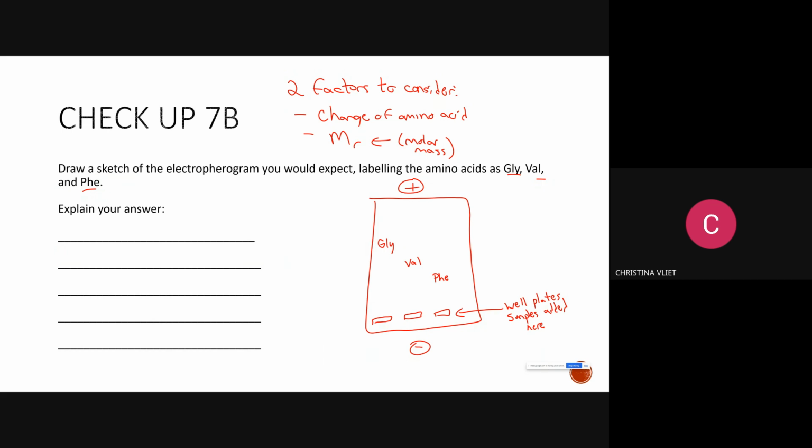Issa, go ahead. If you have the same charge, they have different molar masses. The ones with the higher molar mass will move the least. All three amino acids have the same overall charge of -1. They all had a -1 charge. This means that they all move towards the positive plate. So it's important to say that. So they all move towards the positive plate.